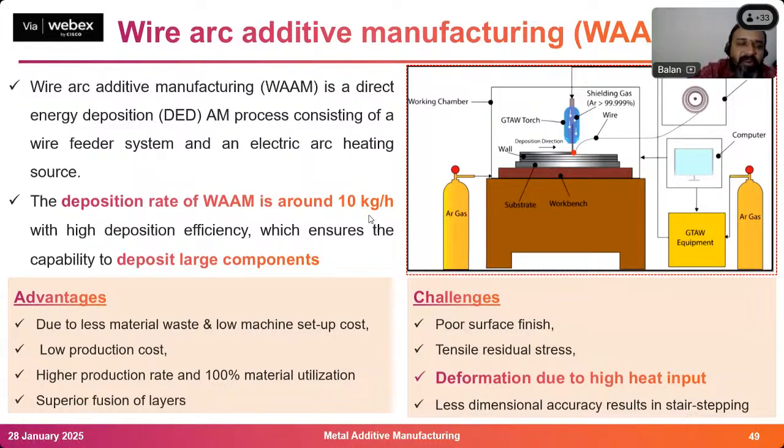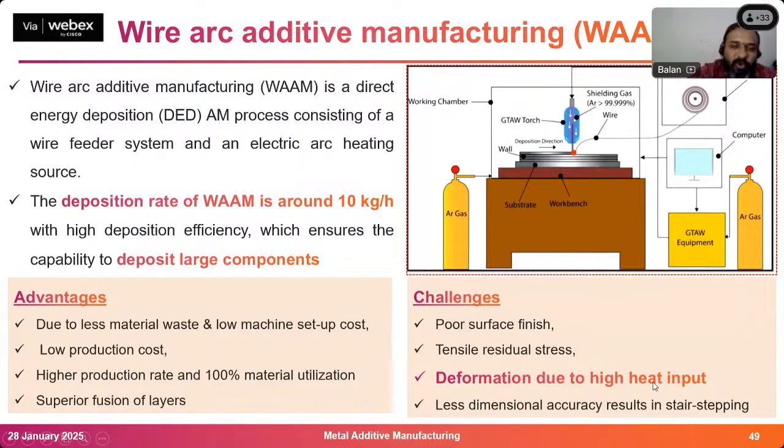So there are advantages, and there will be challenges also, right? The advantages are less material wastage, low cost machine, low production cost, higher production rate, higher percentage of material utilization, and superior layer fusion. Everything is an advantage. What is the disadvantage? Poor surface finish. Once again, it is very poor when compared with powder DED also. Tensile residual stress is very high because it's like a welding process only. There is deformation due to high heat input.